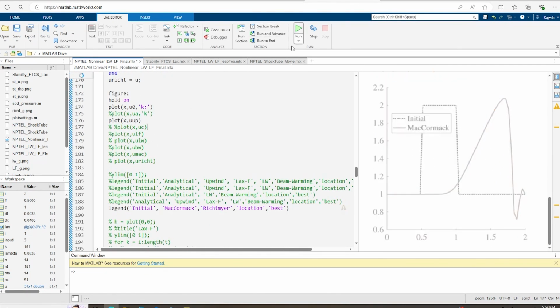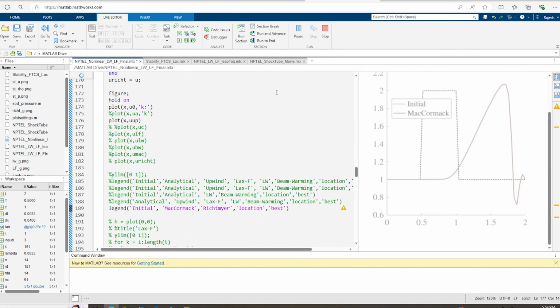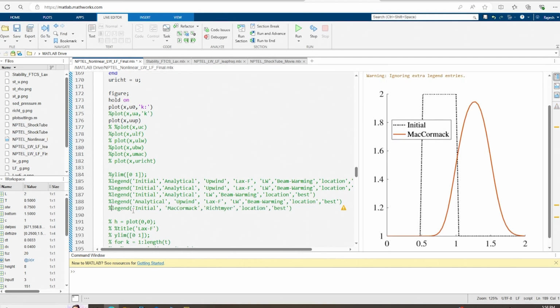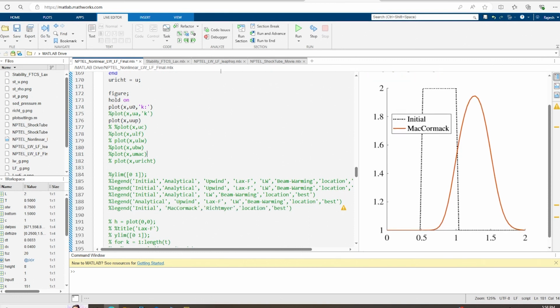Let me run it. As expected, this is not McCormack. Let me change the legend here. This is the upwind scheme, and the behavior is the same as the linear convection equation that we saw earlier. You can use many different schemes, and they will all probably give you a similar solution. Let me uncomment this.